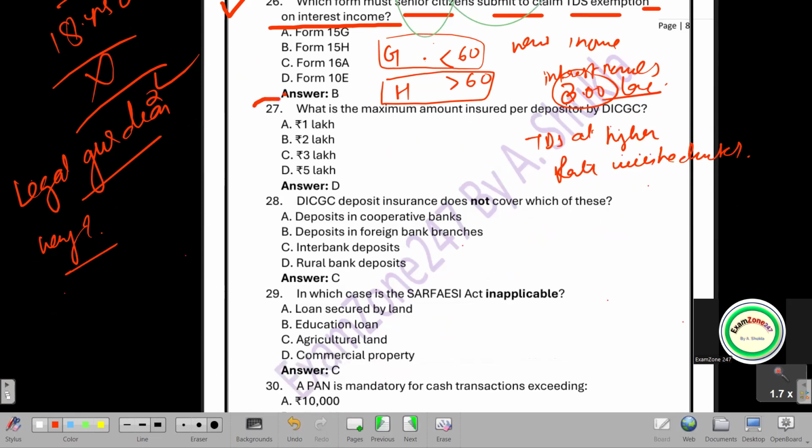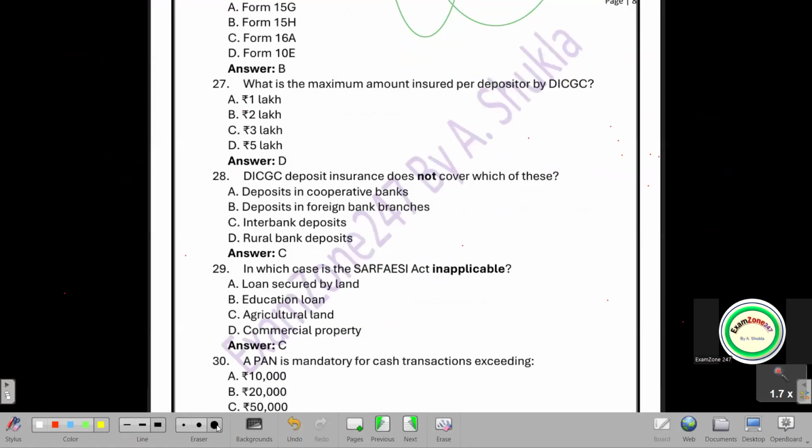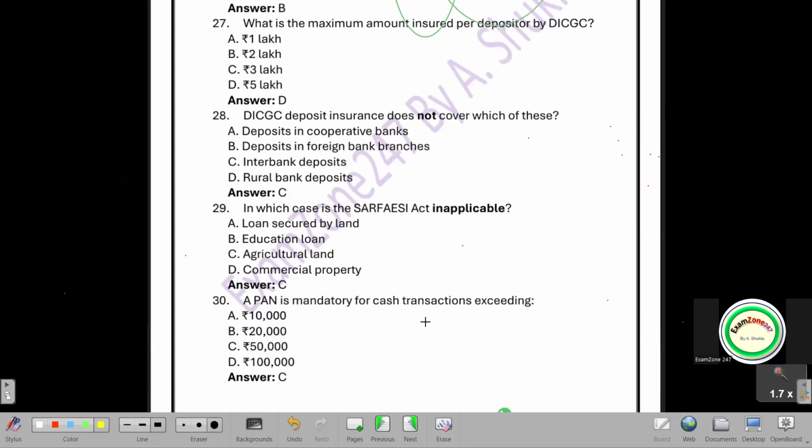See, this question is important. What is the maximum amount insured per depositor by DICGC? DICGC के कितने अमाउंट का पर डिपॉजिटर इंश्योरेंस अवेलेबल है? Yes, very nice. 5 lakhs.